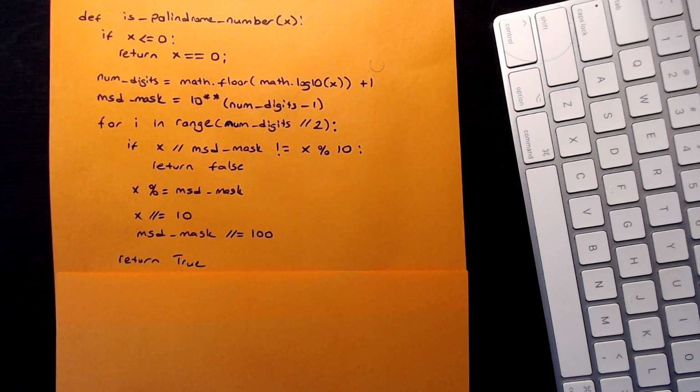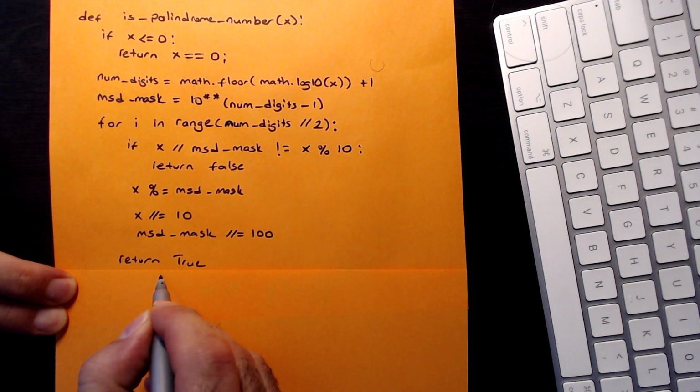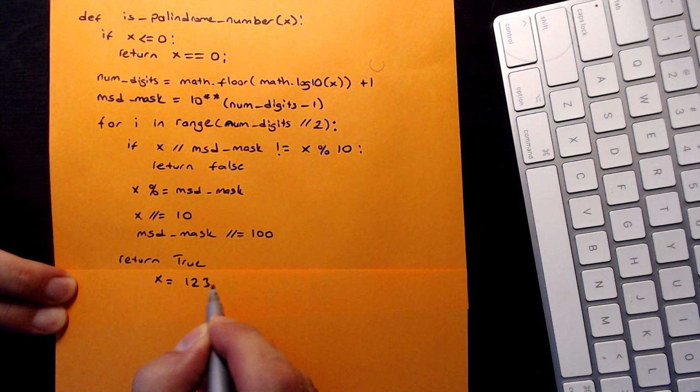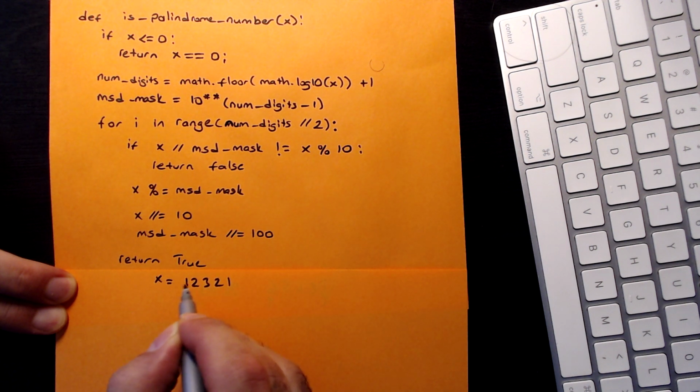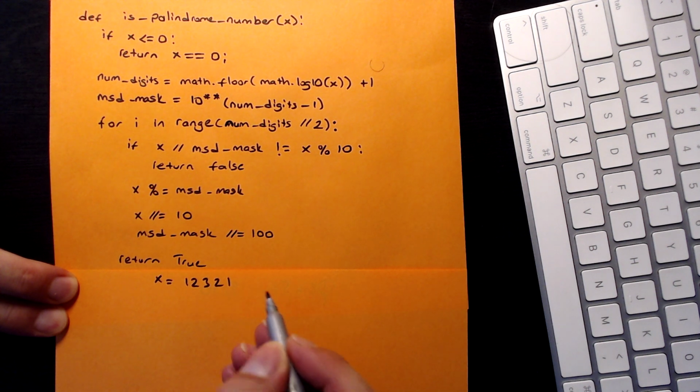So let's actually start with an example input and walk through that together. I'm going to pick an integer, a value that is actually a palindrome. So let's say that our x is equal to 1, 2, 3, 2, 1, 1, 2, 3, 2, 1. It reads the same as you see. Let's actually track this together as we run through this function.